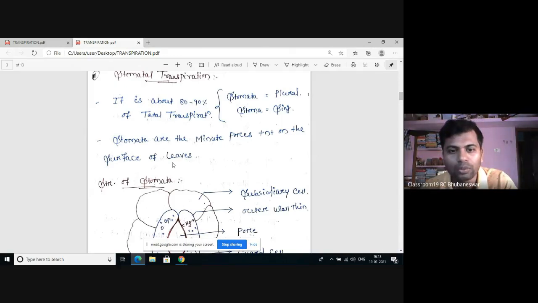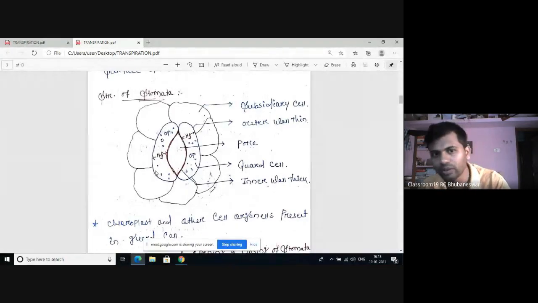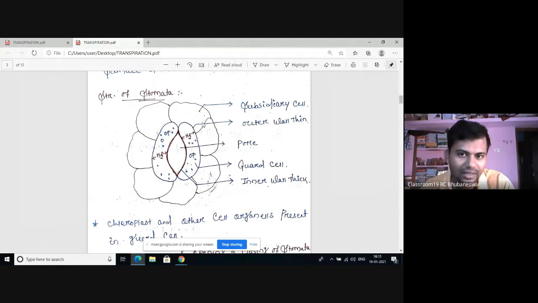Now we discuss the structure of stomata. Each stoma, singular, has a pore. The pore is guarded by two kidney-shaped guard cells. The guard cells are surrounded by the subsidiary cells or accessory cells. The inner wall of the guard cell, which is towards the pore, is considerably thicker than the wall that faces towards the subsidiary cells. Got this point? This is the structure of the stomata found in our leaf.